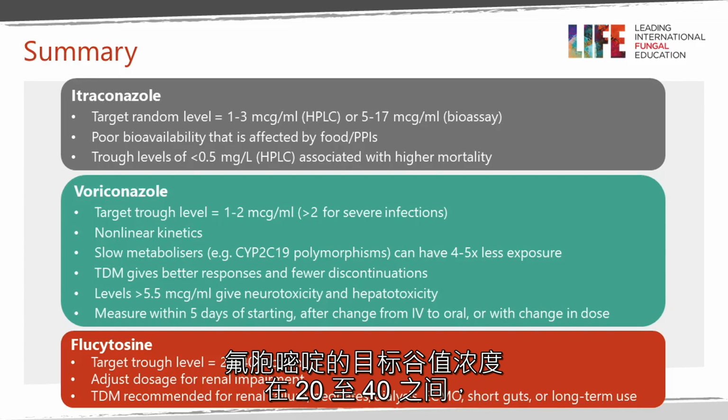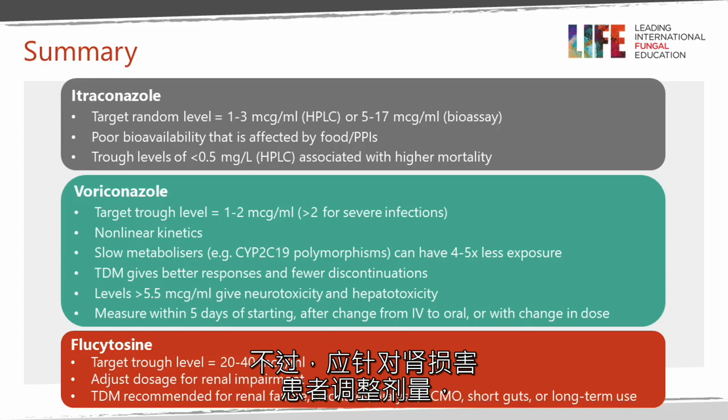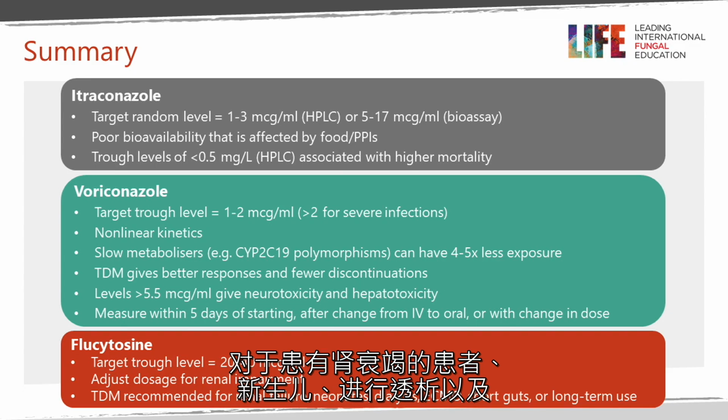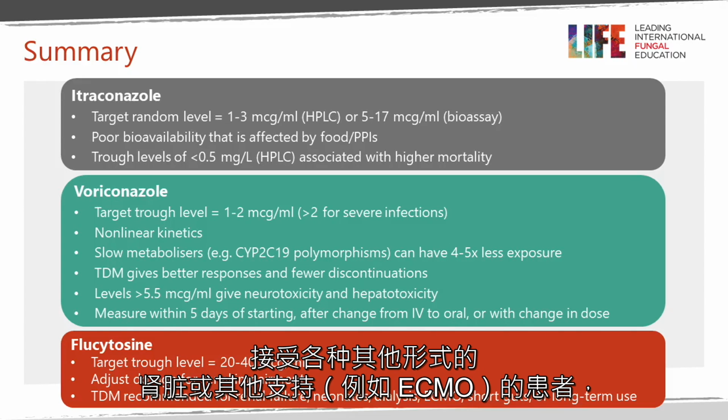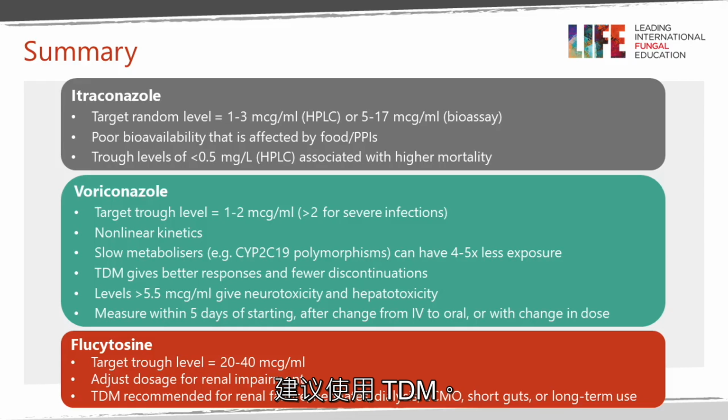The target trough level for flucytosine is between 20 and 40, and levels above 100 should be avoided. The dose should be adjusted for renal impairment anyway, and TDM is recommended for patients with renal failure, neonates, dialysis, and those on various other forms of renal or other support such as ECMO, in patients with short bowel syndrome and those with long-term use.